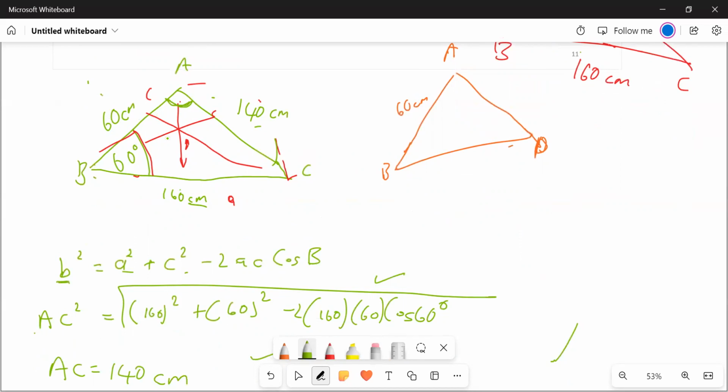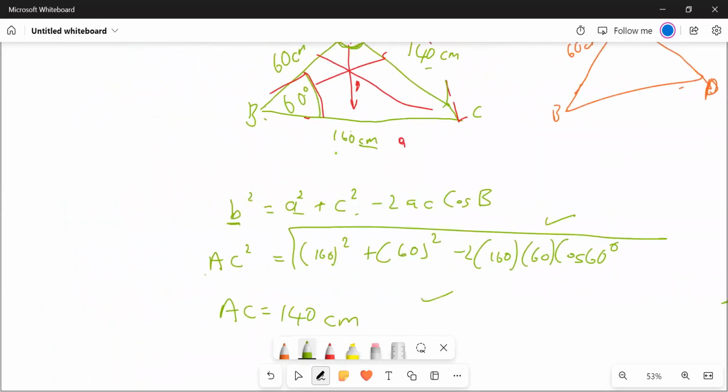You can also use the sine rule, but between the sine rule and the cosine rule, which one is simple? The sine rule is simple. So if you are given 3 sides and an angle, then you can use the sine rule. If I was just given 3 sides and no angle, I was going to use the cosine rule. But now because I'm given 3 sides and an angle, I'm going to go with sine.